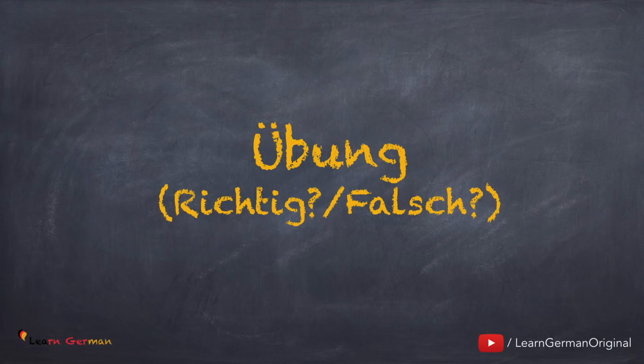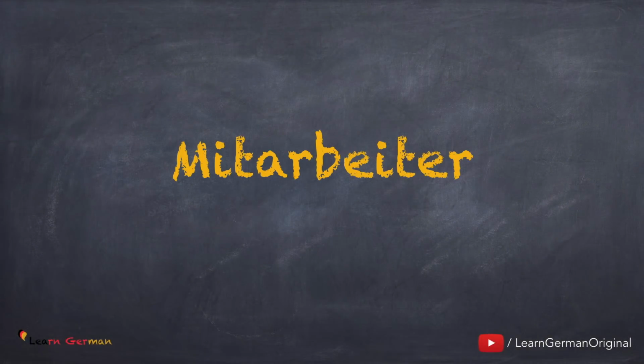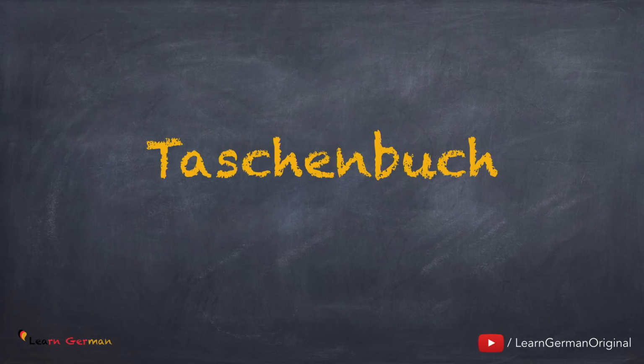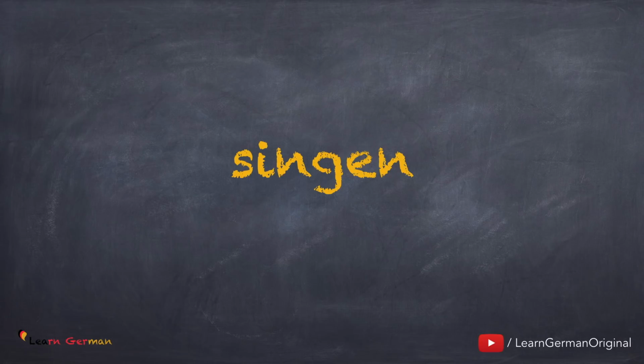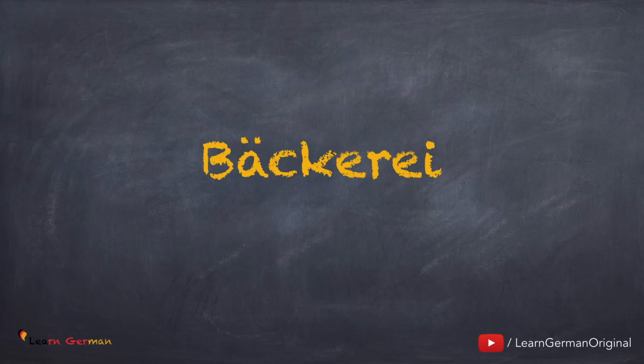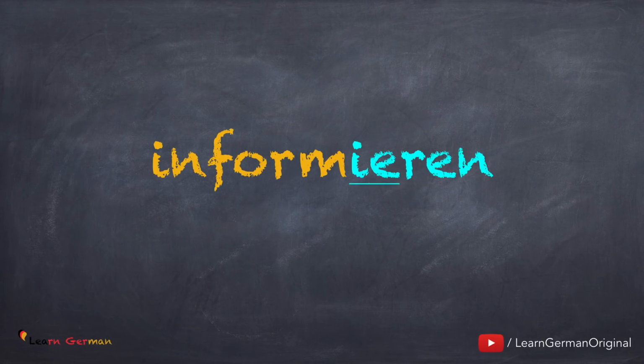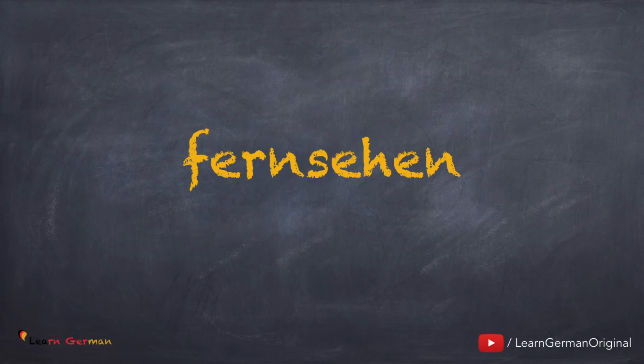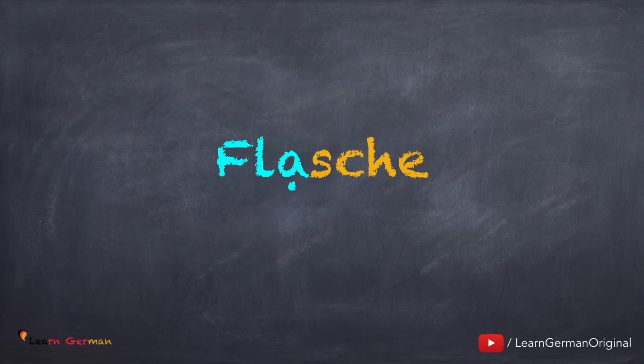In case of doubt, a dictionary helps. Now, try to read these using the correct accent. Mitarbeiter, Taschenbuch, singen, Bäckerei, informieren, unschön, Fernsehen, Flasche. Great!